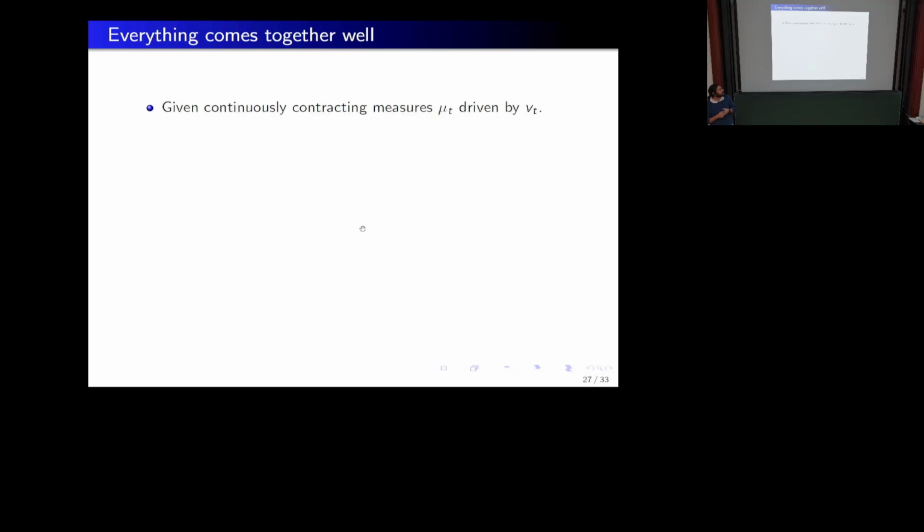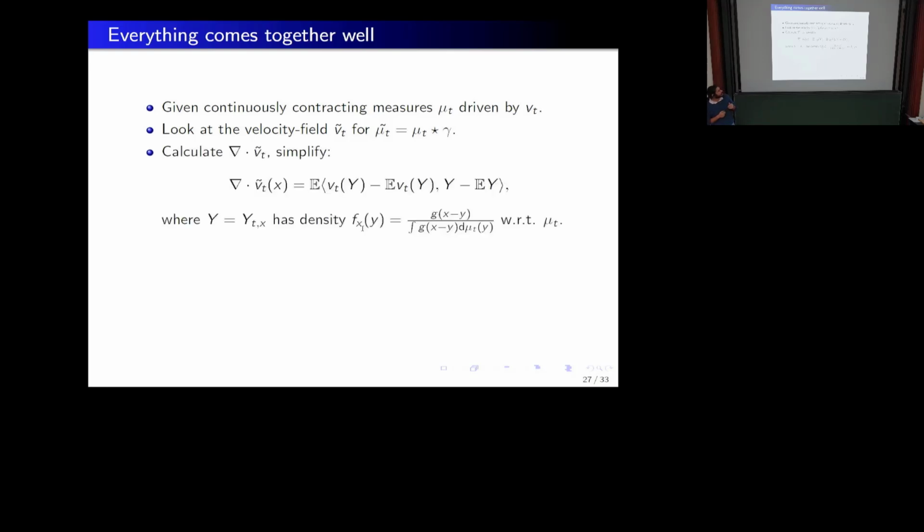I have a continuously contracting family of measures given by Vt. And now I also have a velocity field for the convolution by a formula. So the natural thing is to compute the divergence. And this can be done. The divergence turns out to be nicely written in terms of a certain other random vector. So this is what the divergence is. Now, do we see something here? This is very much like the monotonicity requirement.